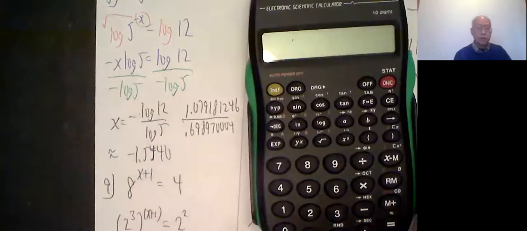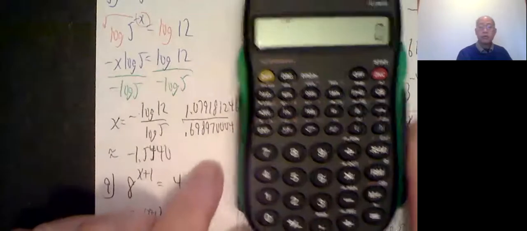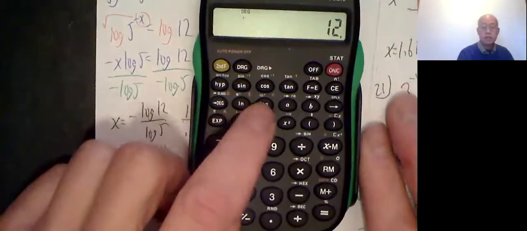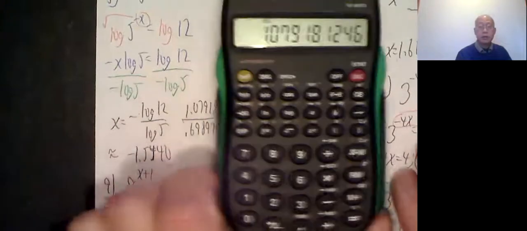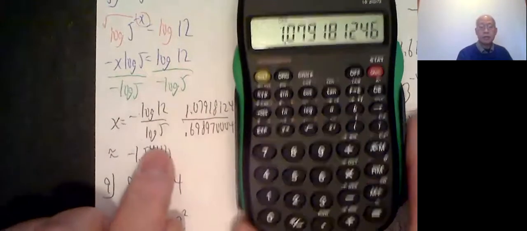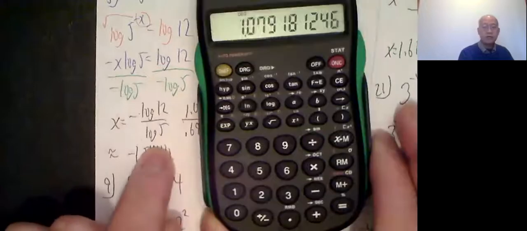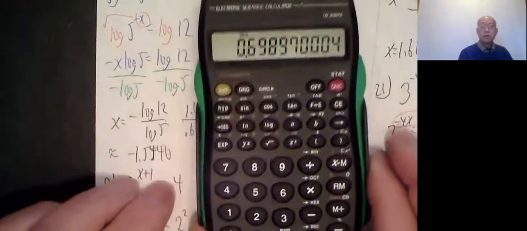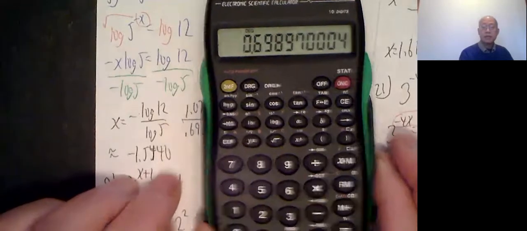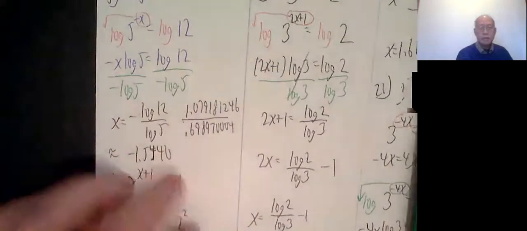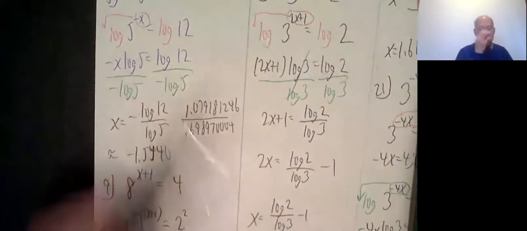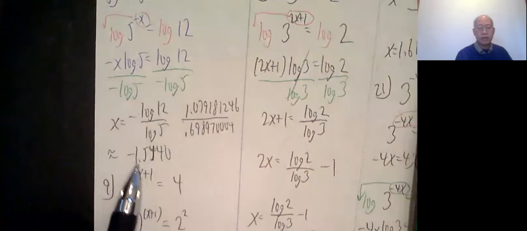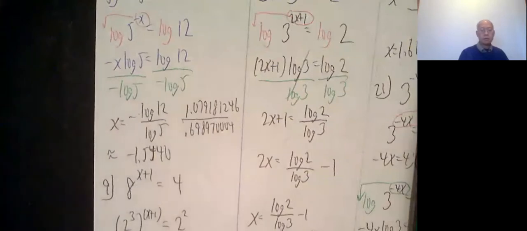So let's do the backward type calculator. So log 12, you folks are going to hit 12, and then log, which is right here. Here it is, 1.07 and so on. And then log 5, I'm going to hit 5 log, 0.69897 and so on. And then just divide the two. Keep in mind there's a negative. So if I take that divided by that, I got negative 1.5440.